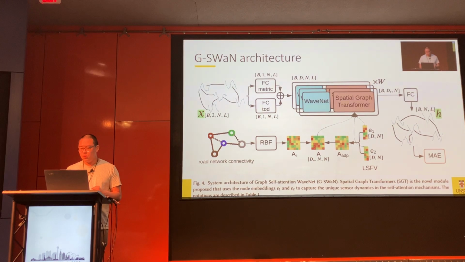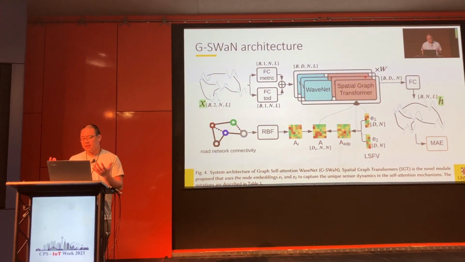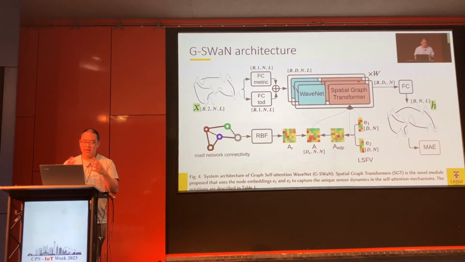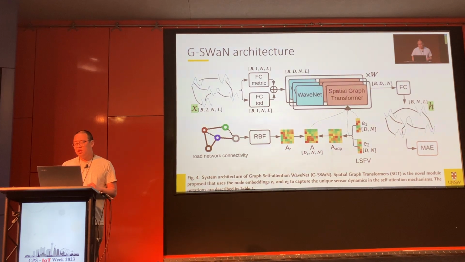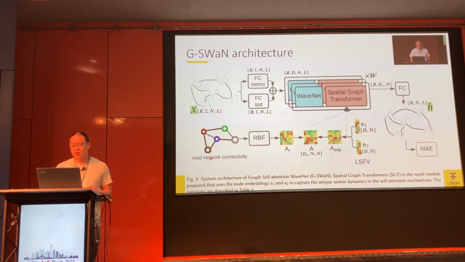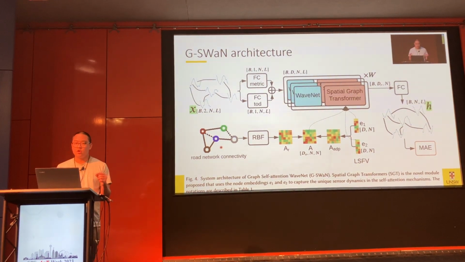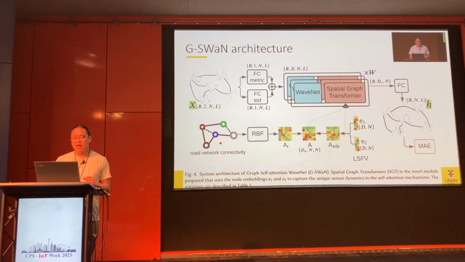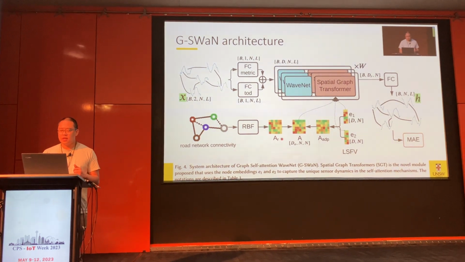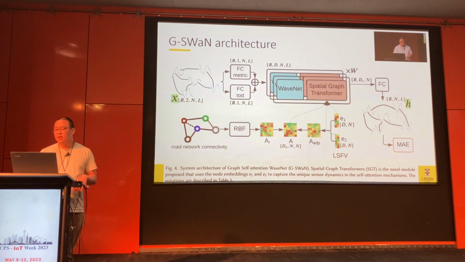This part, the spatial graph transformer, is a GNN. It's a graph neural network. It needs the spatial information of the network, right, which we didn't have before. So it gets the spatial information from here. This is the road network connectivity. Not only do we know the sensors, but we also know the distance between the sensors, and we use a radial basis function to construct the first adjacency matrix based on the physical road connectivity.